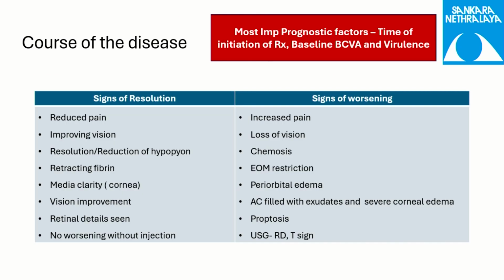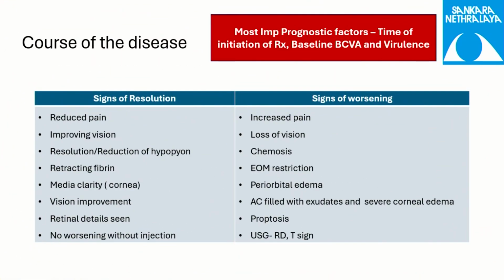And the course of the disease. This is the most important thing. It is not over with the surgery. Post-operatively, we have to follow up the patient and give injections. The most important prognostic factors are initiation of treatment from onset of symptoms, and secondly, baseline visual acuity and the virulence of the organism.